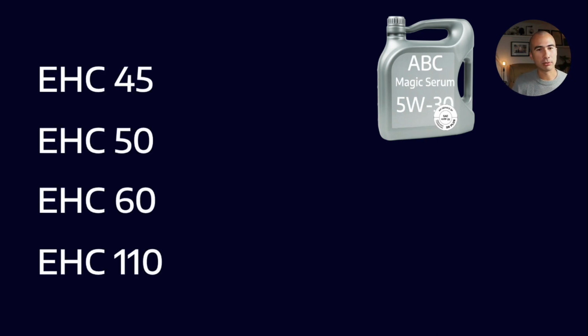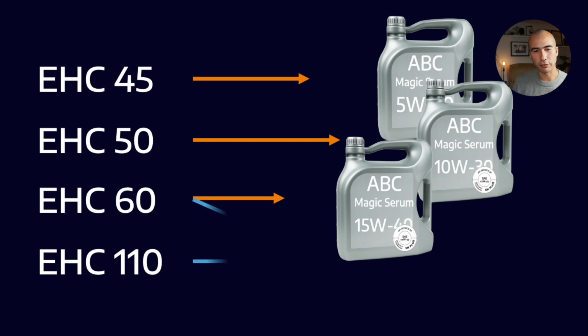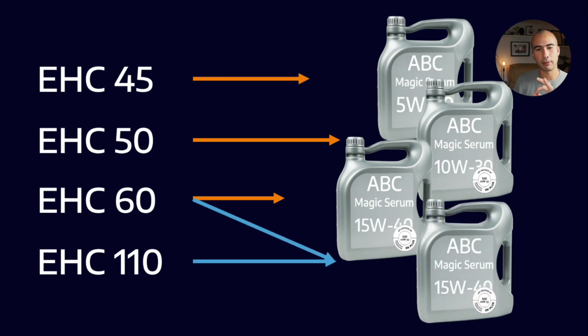Now, it's not quite that simple, right? And don't take me at face value. You need to read the documents if you want to do this. But effectively what that would say is, if I have developed and achieved the API SP service category for a 5W30 with an EHC45, then if I developed the same product with an EHC50, I could apply the API SP donut to a 10W30, and then I could do the same thing for a 15W40, and then I could do a 10W40 and then a 15W40 as well.